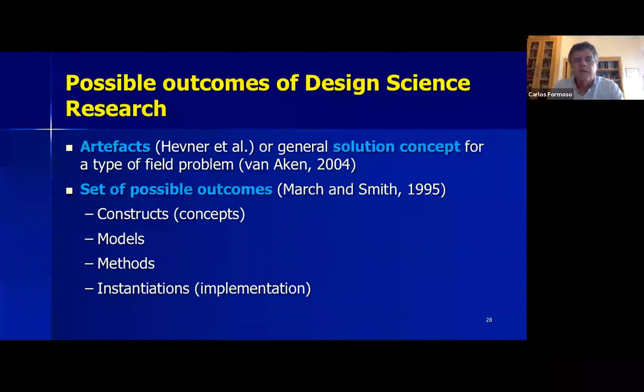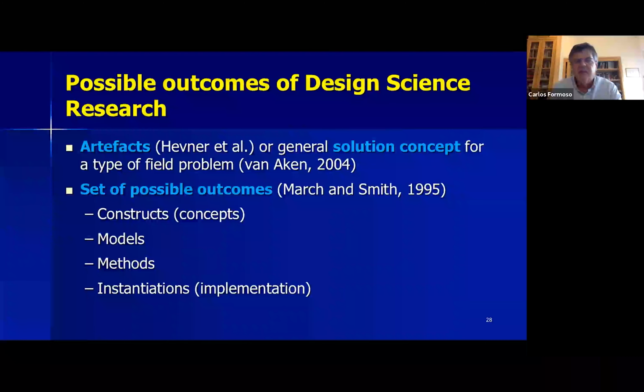Right. So I'd like to give you some examples of artifacts, so you understand what I mean by an artifact, by a solution concept. In fact, there are different categories of outcomes in design science research. In his paper, Martin Smith talks about four types of outcomes. The first one is developing a new concept or construct.